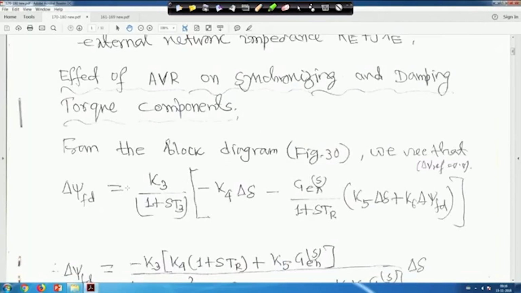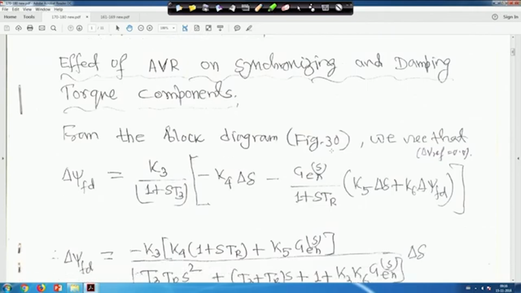So that is why we are writing the same thing. From the block diagram, figure 30, we see that delta psi_fd, whatever I wrote there, is k3 upon 1 plus sT3 in bracket minus k4 delta minus GEX(s), means this value is equal to K divided by 1 plus sTR, k5 delta plus k6 delta psi_fd. But whenever I am writing this, I neglected TR. Later we will neglect TR, but here I have written it, because TR is very small compared to other time constants. Here I have written K upon 1 plus sTR, that is GEX(s).